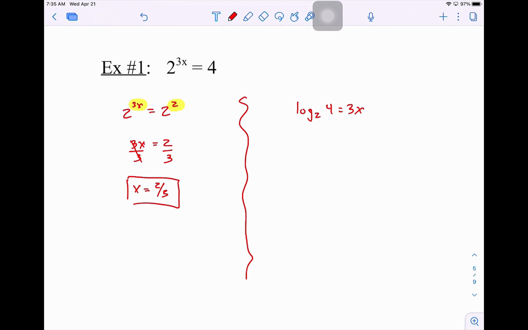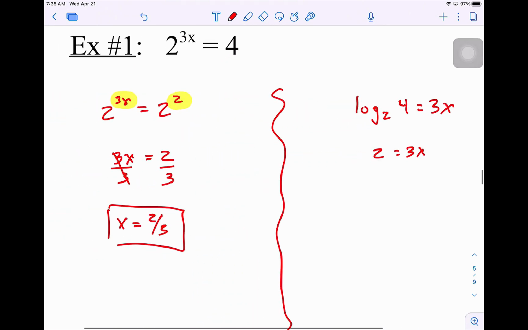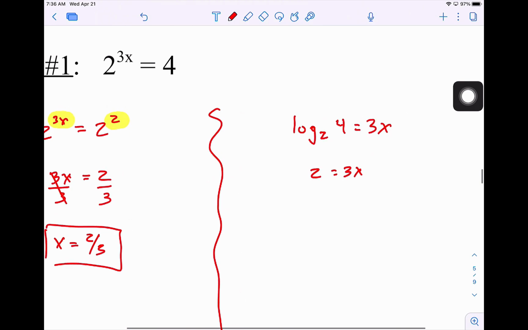And now, what's the log base 2 of 4? What does that equal? 2. All you're asking is, what power do you raise 2 to to get 4? 2 to what power gives you 4 is really what that's asking. So this equals 2, and now you're right back to the 2 equal to 3x that you had over here. 3x equals 2. This part is now the same exact thing that you have over there. And then once again, finish out the equation. Divide by 3, and there's your 2/3 for your answer.